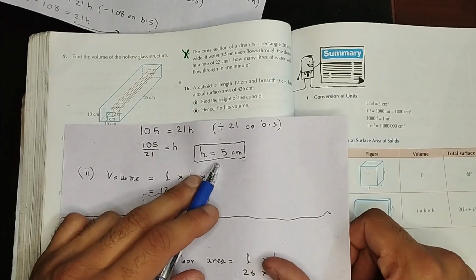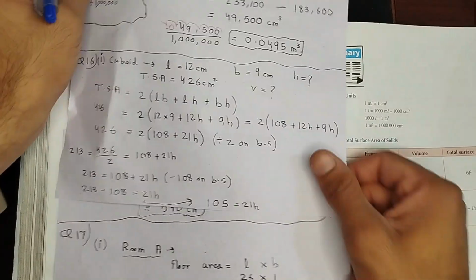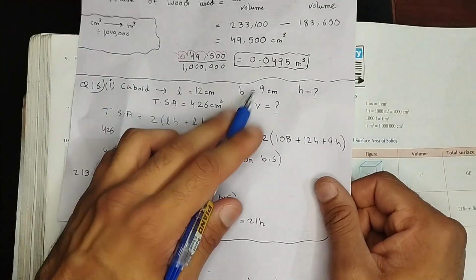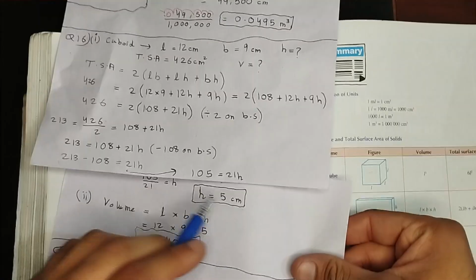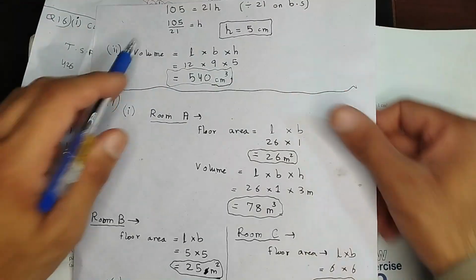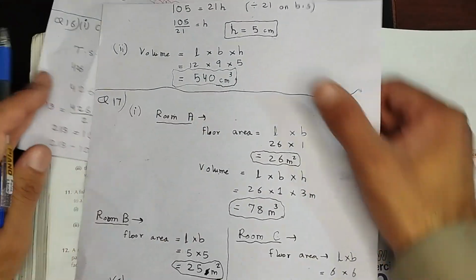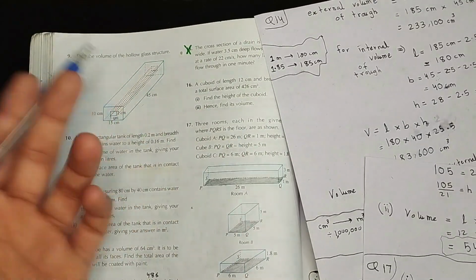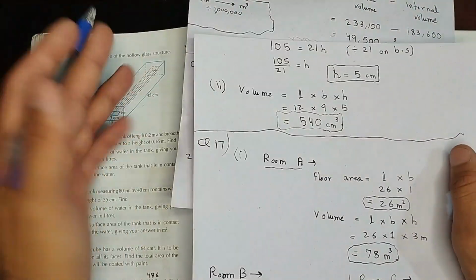Once you know the value of h, we already knew the value of length and breadth, right? We knew the length was 12, breadth was 9. Now we know h, which is 5. So what do we need to do? Just put them in the formula of volume, and you will get what the volume is. They are not even asking us to convert volume or anything else. So this is just your answer. It was just that simple.